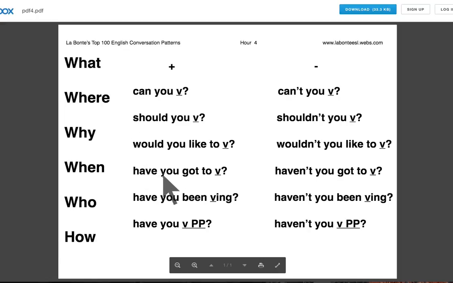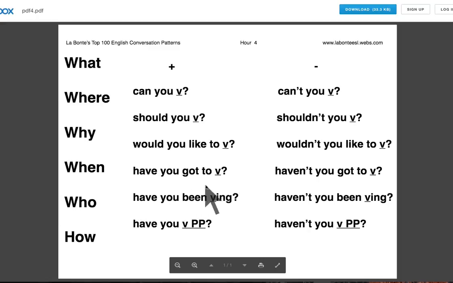Have you got to study? Where have you got to study? I would tell them, for example, I only want you to answer who. When I ask a who question, him. The answer is him. Who can you see? I can see him. Who should you meet? I should meet him. Who would you like to teach? I would like to teach him. Who have you got to meet? I have got to meet him. Who have you been seeing? I have been seeing him.